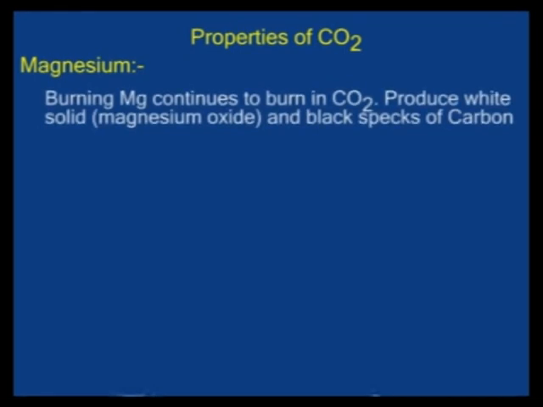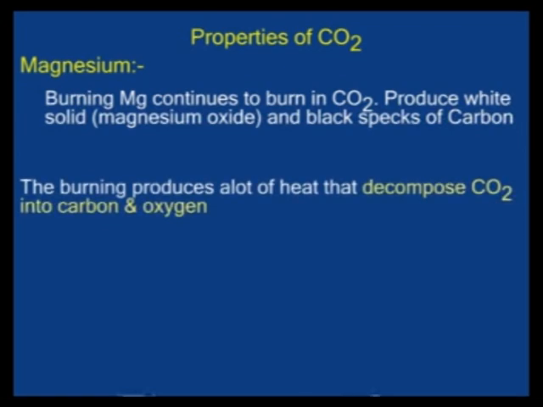A burning magnesium continues to burn in carbon 4 oxide, producing a white solid of magnesium oxide and black specks of carbon. The burning produces a lot of heat that decomposes carbon 4 oxide into carbon and oxygen according to this equation.